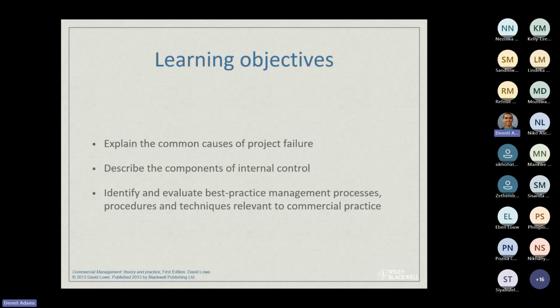So the learning objectives for this chapter are all around common causes of project failure or success. We'll describe some components of things that are inside our control, within internal control, that's what it means there. And then we will talk about how to evaluate or identify best practice management processes, procedures and techniques relevant to commercial practice.